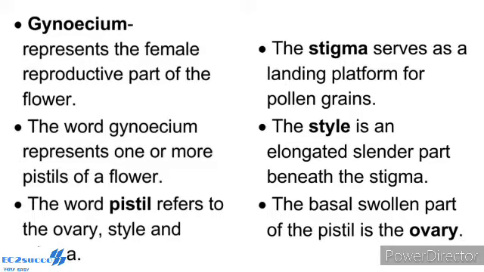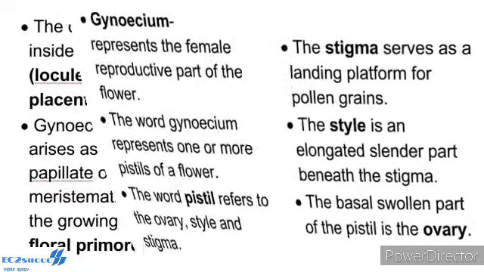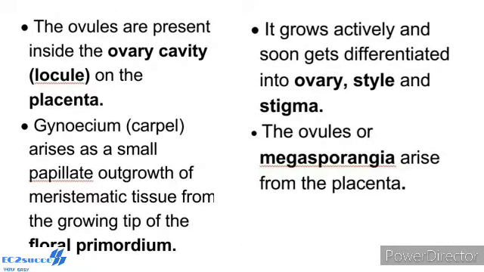The stigma serves as a landing platform for pollen grains. The style is an elongated, slender part beneath the stigma. The basal swollen part of the pistil is the ovary. The ovules are present inside the ovary cavity, called the locule, on the placenta.